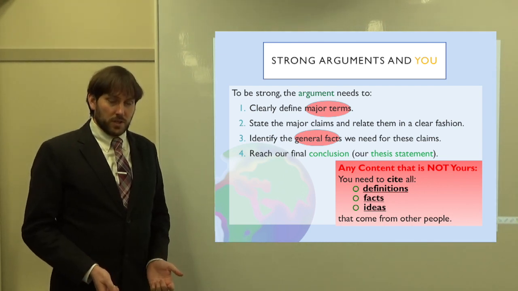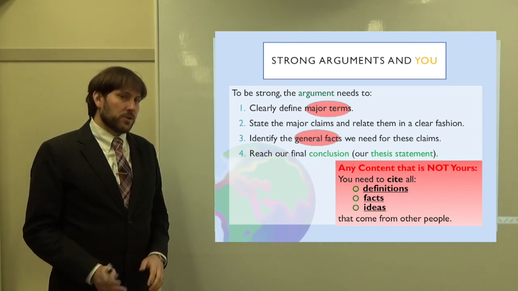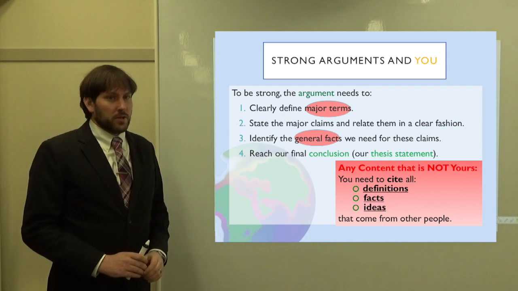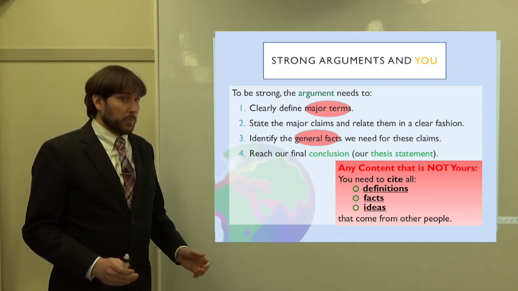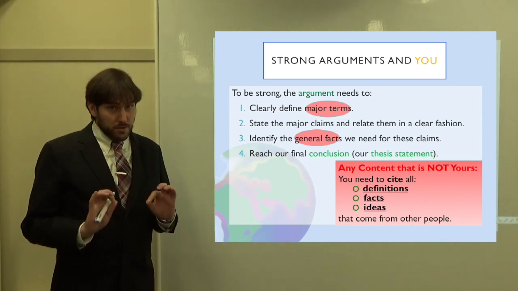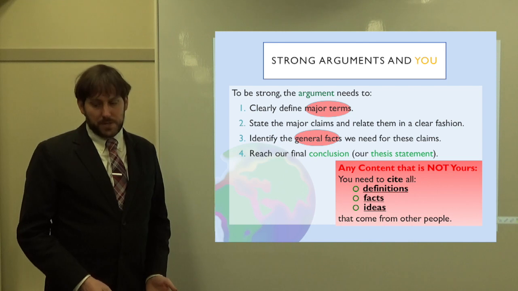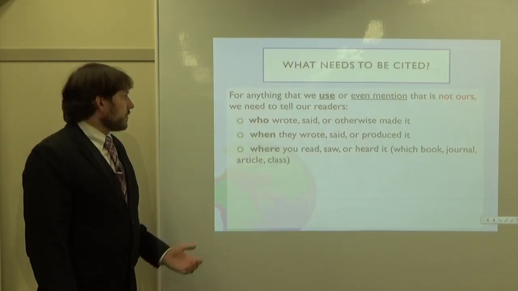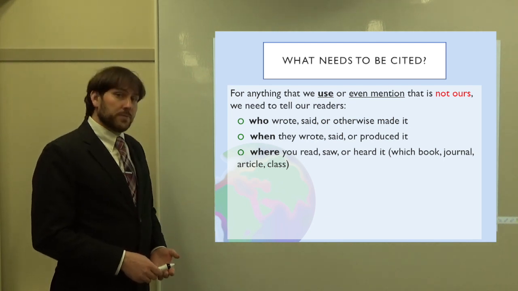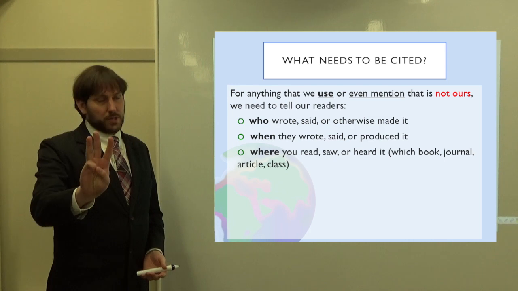If you're watching television, if you're watching Doraemon, and you see something that you use in your paper, then you need to cite Doraemon. If you are reading the newspaper and you see numbers that you want to use in your paper, you can use them, but when you do, remember that you have to cite them. So let's talk about that topic. So for anything that we use or even mention that is not ours, we need to tell our readers. And there's 3 things we need to tell our readers.